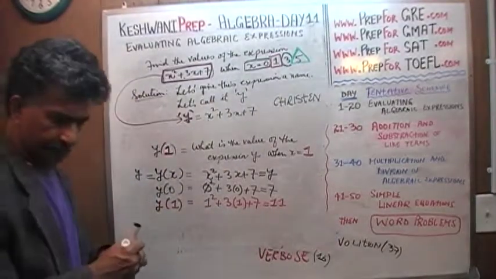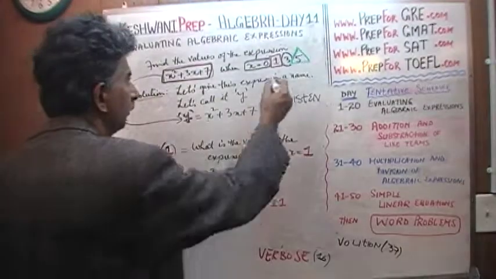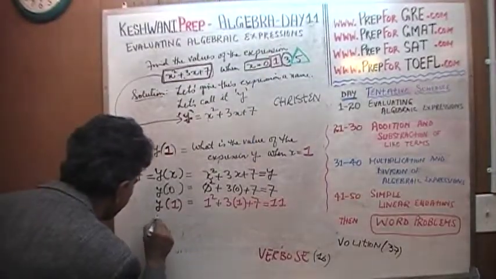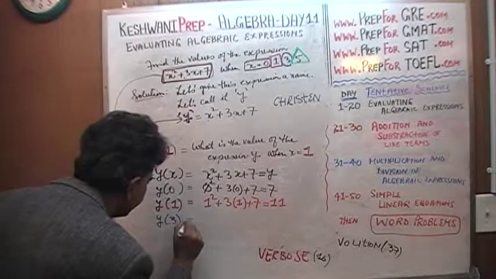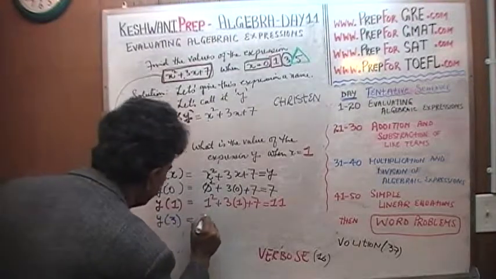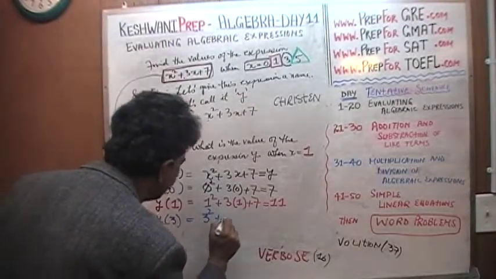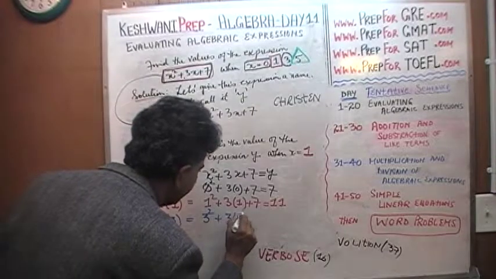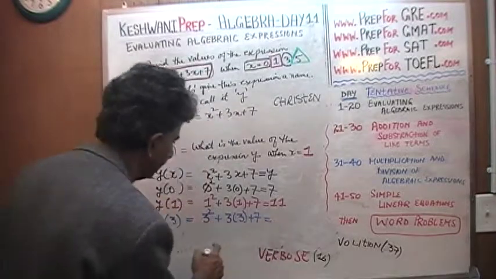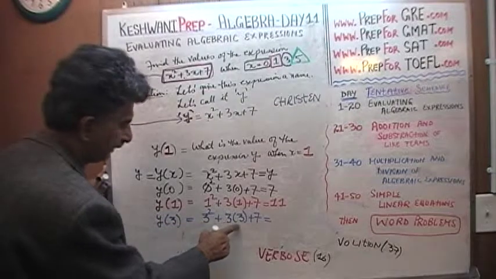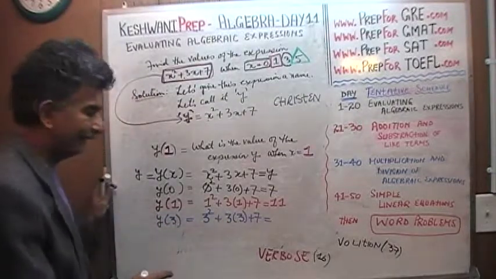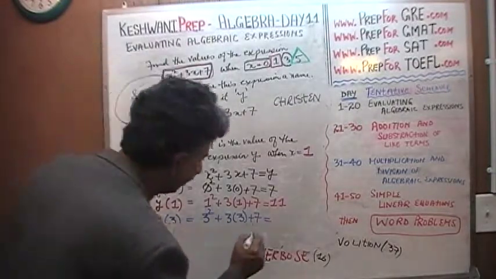Now let's find in the blue pen the y of 3. It will be 3 squared plus 3 times 3 plus 7. 3 squared is 9, 3 times 3 is 9, 9 plus 9 is 18, 18 plus 7 would be 25.